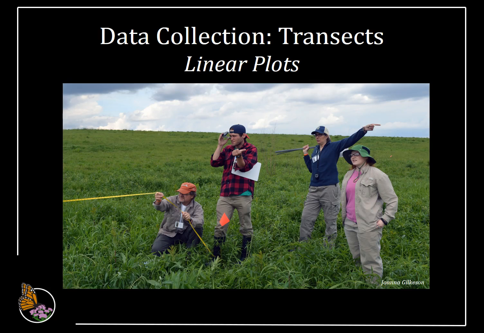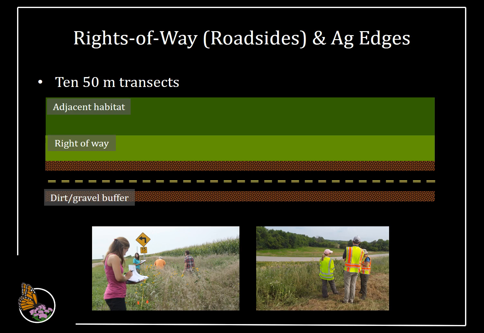In this video, we will show you how to set up milkweed and blooming plant survey transects within a linear plot. Linear plots include sites such as rights-of-way, roadsides, railways, or power lines, as well as agricultural edges. Recall that the monitoring plots along rights-of-way and agricultural edges are usually linear and run lengthwise along the length of the roadside or field edge.